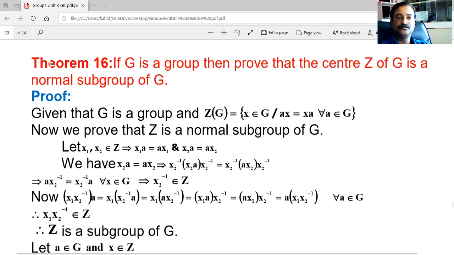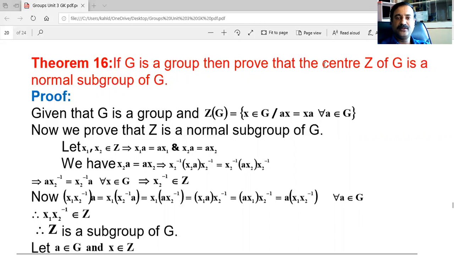Now, we are going to theorem number 16. Previously, we have learned 15 theorems in this unit, Unit 3. This is class number 6 of this Unit 3. The statement of theorem number 16 is: if G is a group, then prove that the center Z of G is a normal subgroup of G.